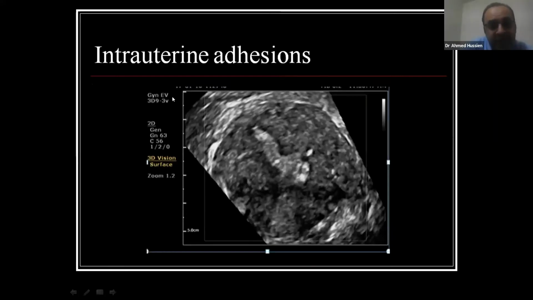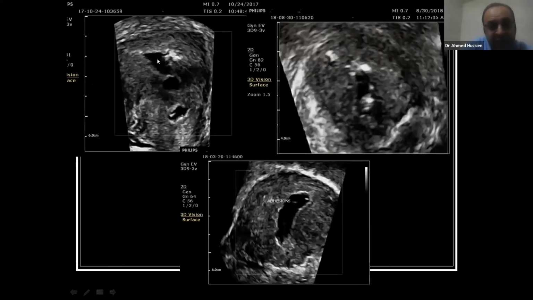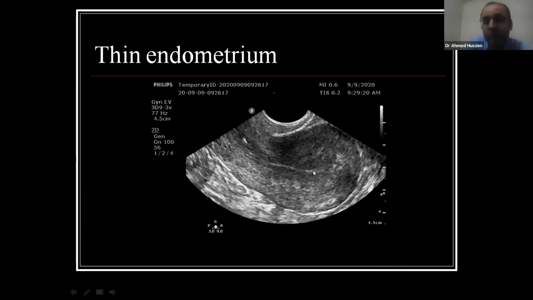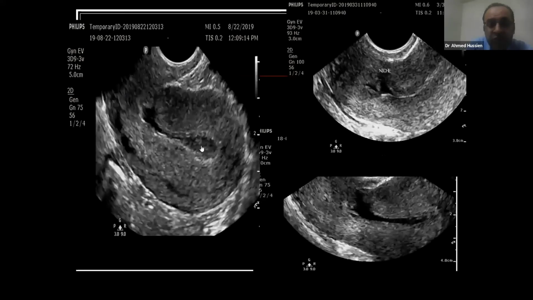And if you add saline, this is a picture, this is the cavity, and this is the adhesion affecting part of the cavity. You can find a thin endometrium, and this thin endometrium will affect the outcome without intrauterine adhesion. We can find intracavitary fluid, which may be related to hydrosalpinx, but more recently it is related to cesarean scar niche.